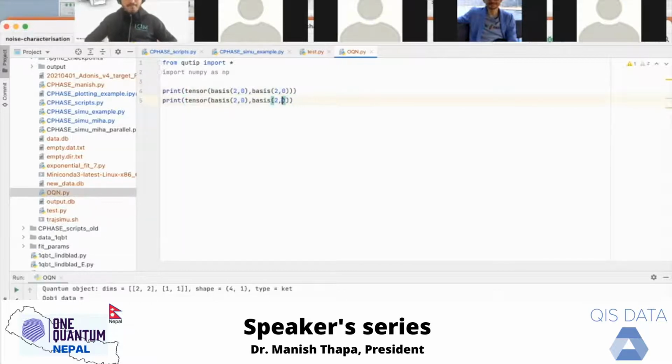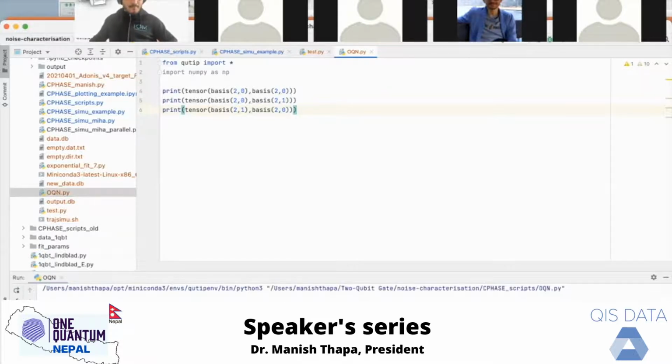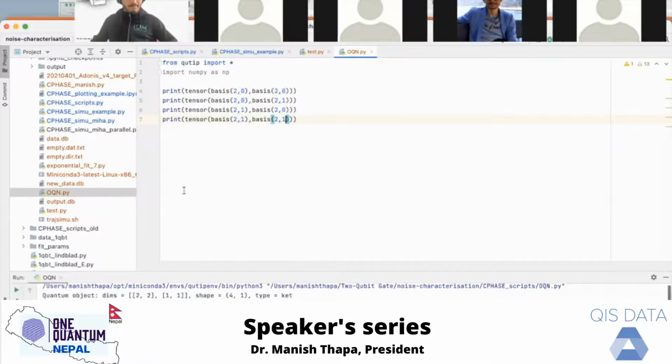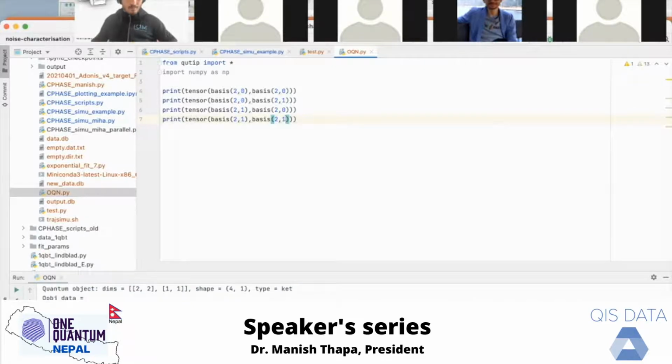Now, if I have 0 1, what does it look like? It looks like 0, 1, 0, 0, right? Now, next one, third one, 1 0. What does 1 0 look like? The third element will be 1, obviously. Now the final one, 1 1, right? What does the 1 1 state look like? It looks like 0, 0, 0, 1, right?